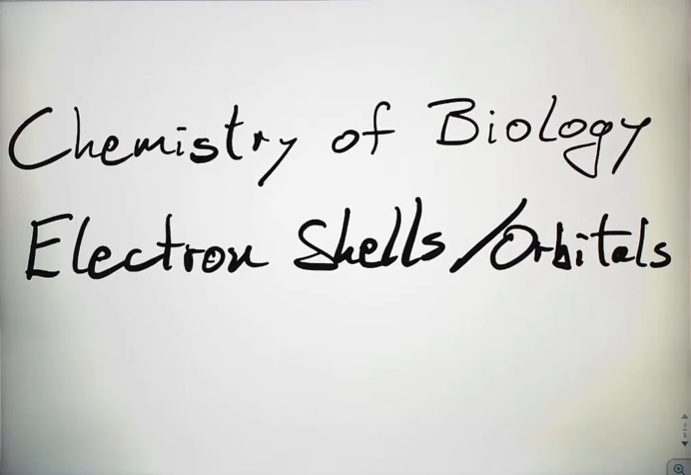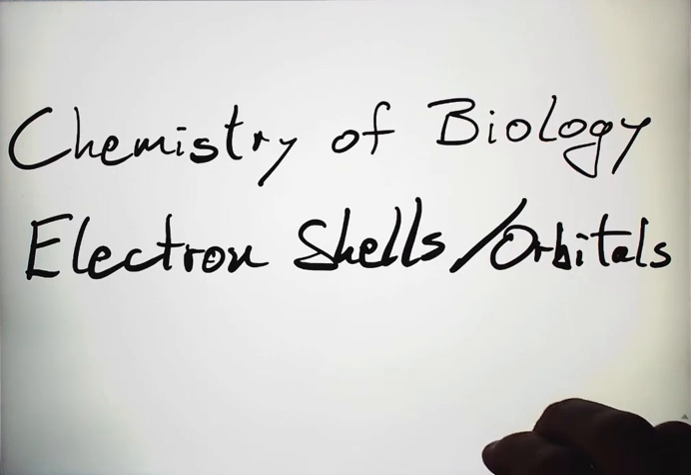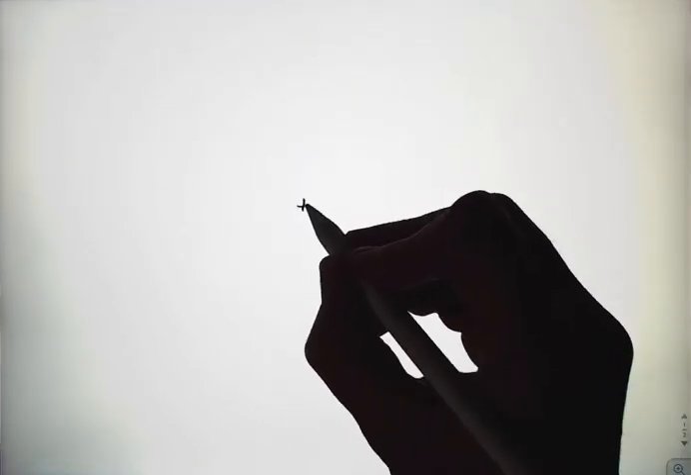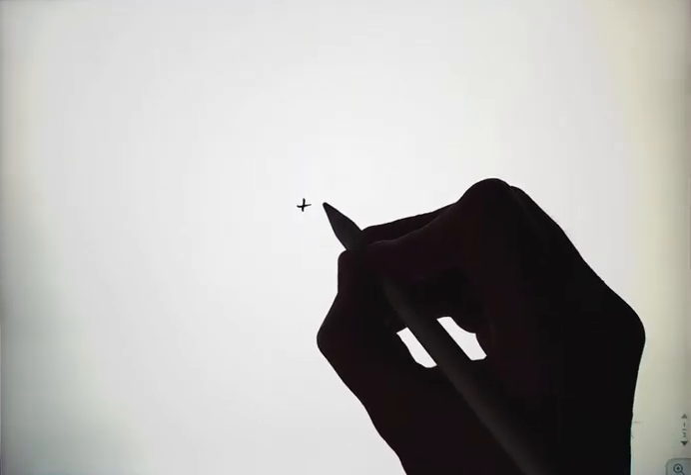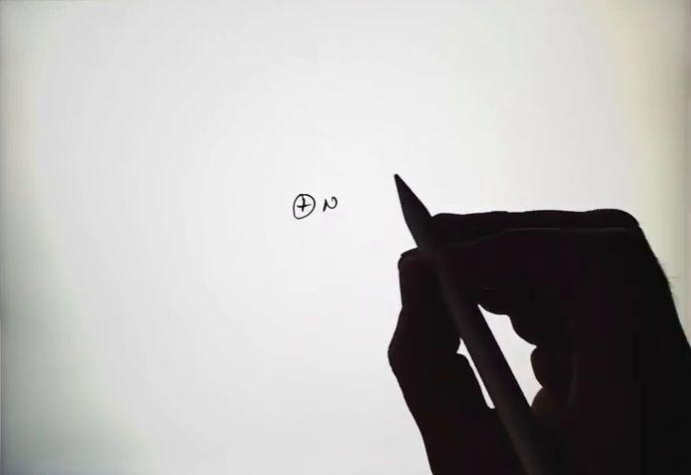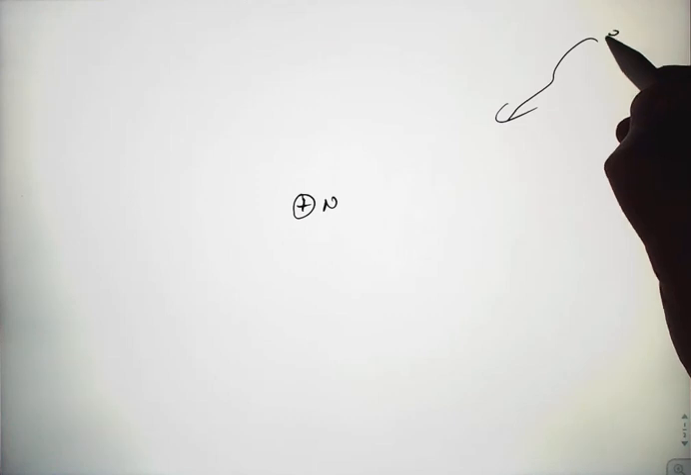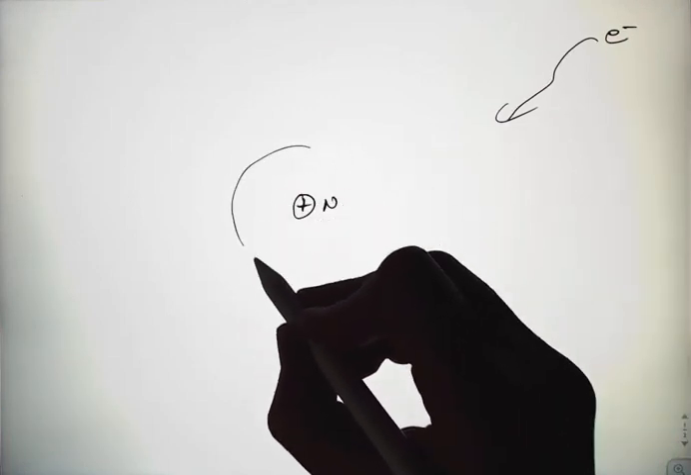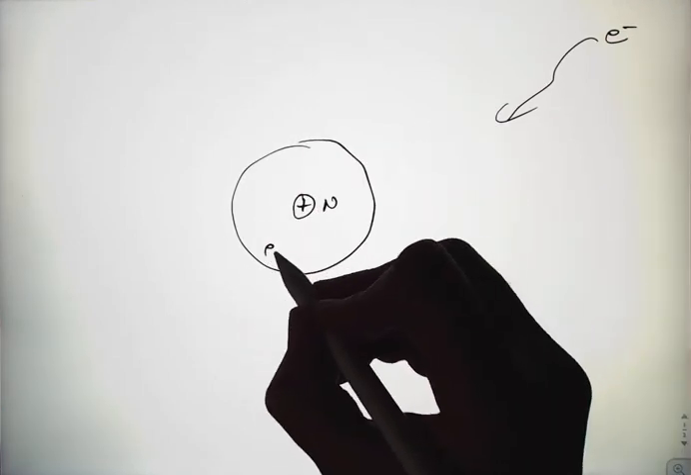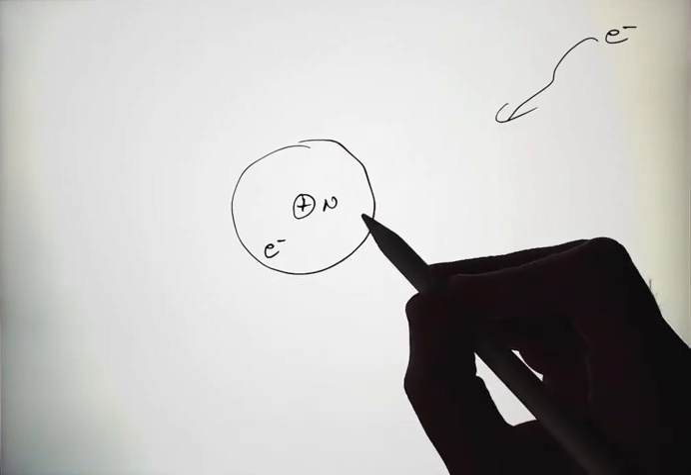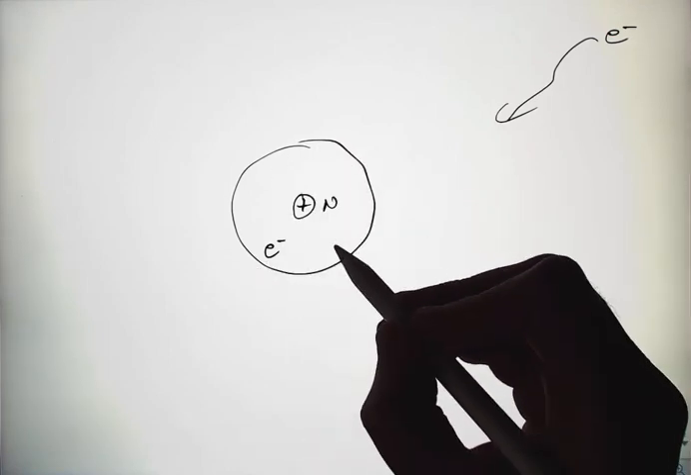Understanding cell and molecular biology requires some basic chemistry. In this video, I'll talk about electron shells or orbitals. Consider a nucleus that has just one proton and one neutron, proton plus charge. That will attract an electron, and that electron will spend most of its time in a defined space around the nucleus. What I've drawn here is a hydrogen.